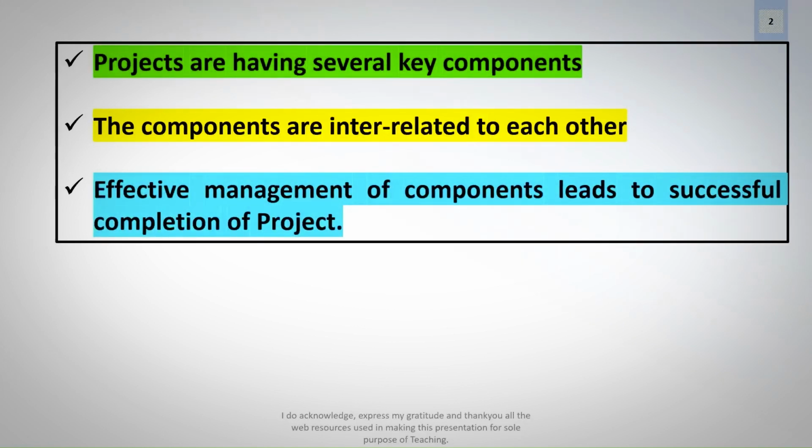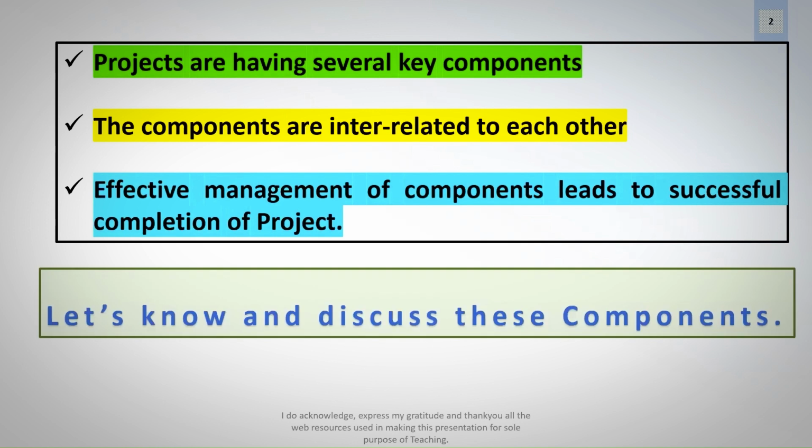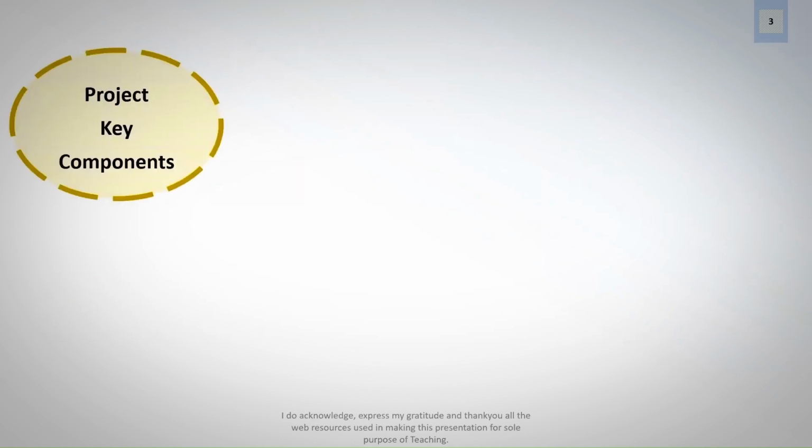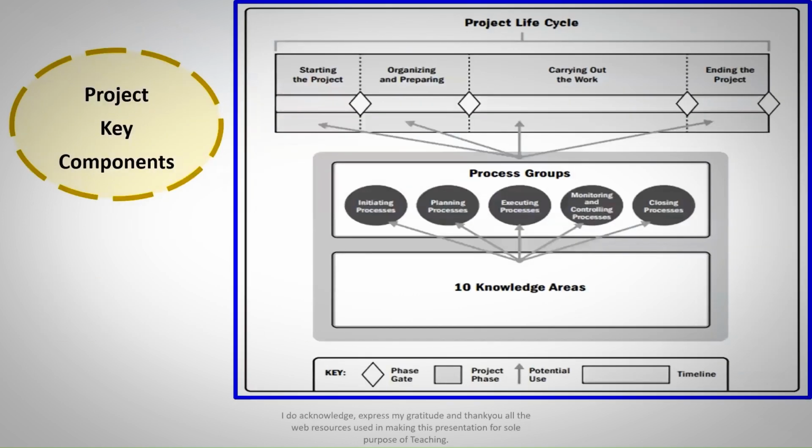Session 4 on project management, focusing on the specific subject of the project life cycle and its components. Projects have several key components. The components are interrelated to each other. Effective management of components leads to successful completion of a project. Very basic thing. Let's understand these components. Project key components.